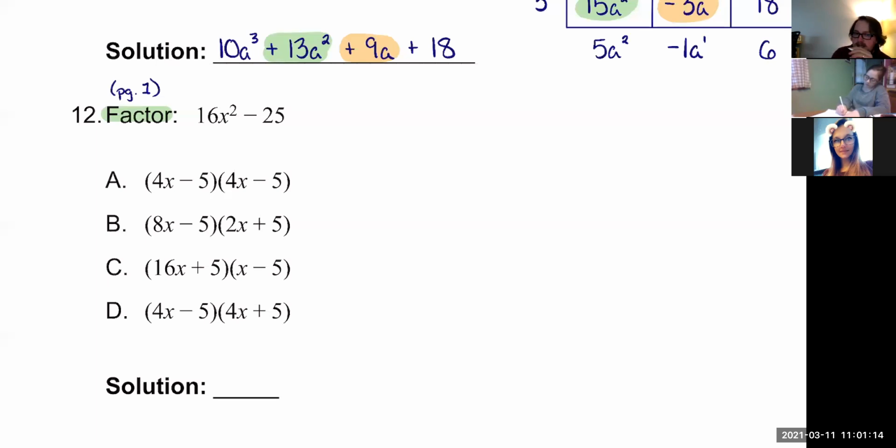Can you think of any greatest common factors here? No. 16 has factors of what? 1 and 16, 2 and 8, 4 and 4. 25 has factors 1 and 25, 5 and 5. So the only thing they have in common is a 1. That's not going to help me here. But then I go back and I realize if I look at page 1, 2 terms, I think you said it before, Leanna, perfect square. They are perfect squares. Specifically, this is a scenario where we are looking at the difference of perfect squares.